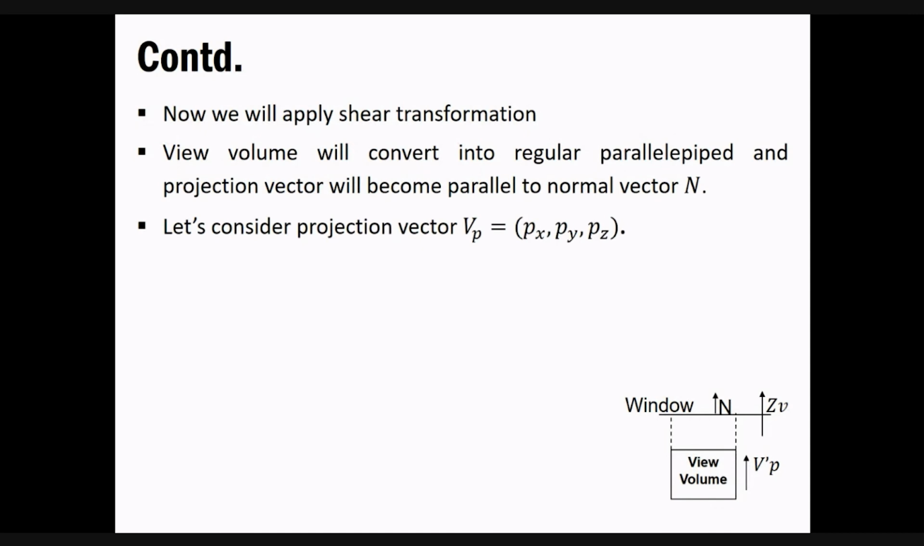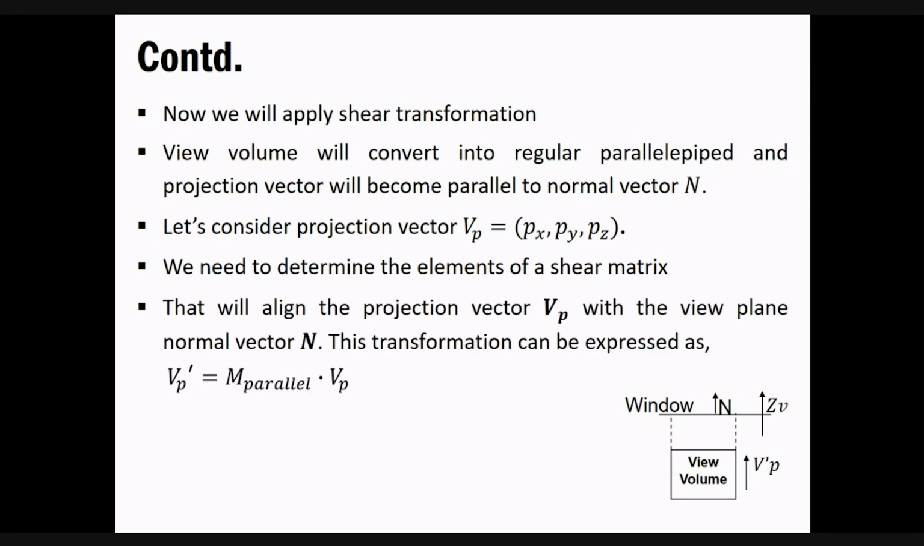If I say normal vector, then it will be very clear what this normal vector is. So now let's consider this parallel projection, projection vector Vp, which is equal to Px, Py, Pz. We need to determine the elements of a shear matrix. The shear matrix will align the projection vector with the view plane normal vector n, and similarly you just need to multiply the given vectors px, py, pz with the shearing factor that you are applying.